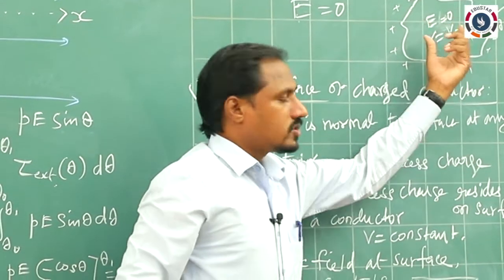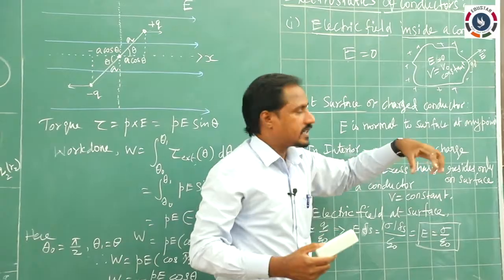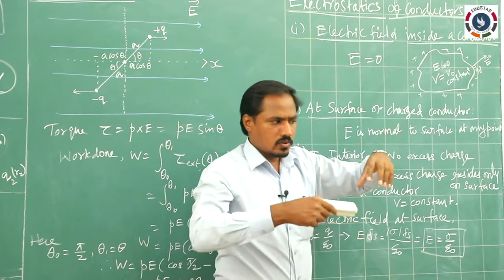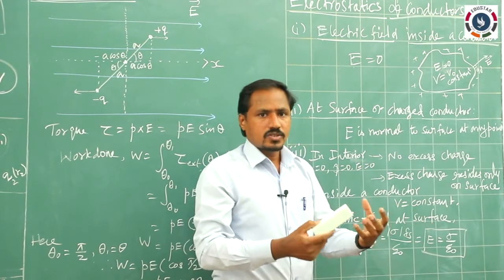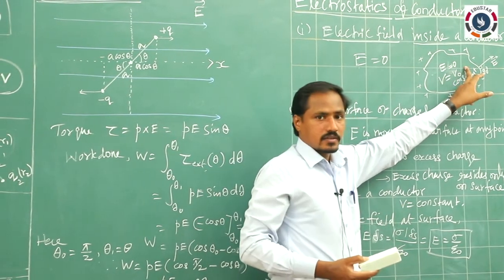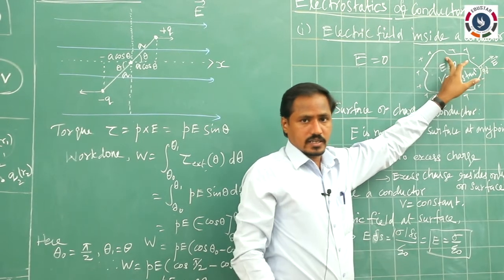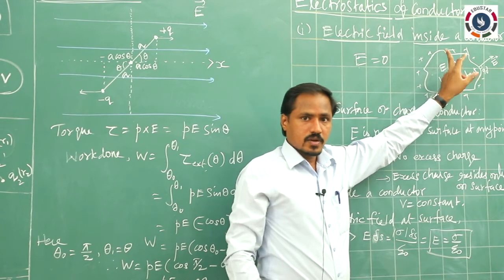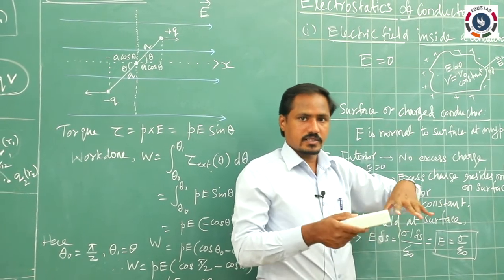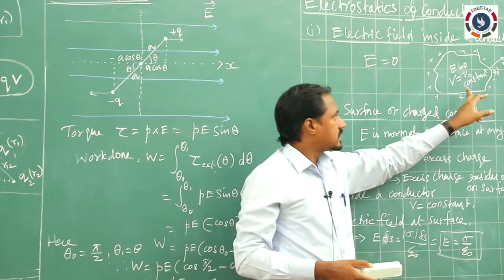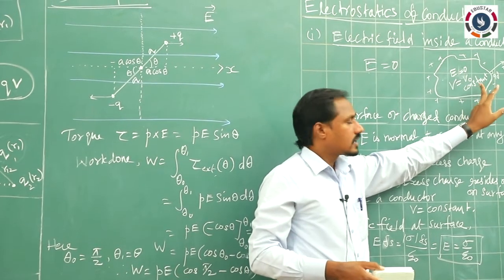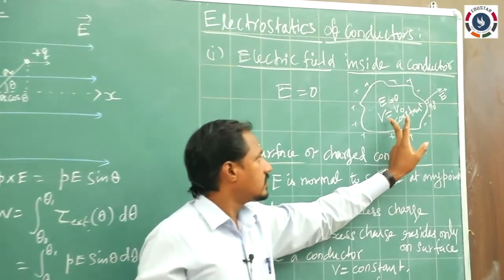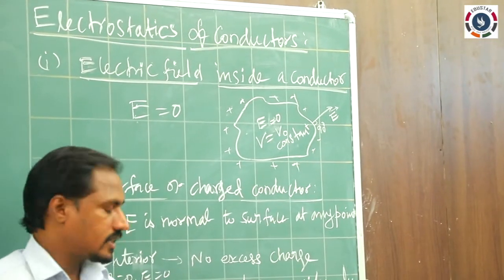If E equal to 0, there is no potential difference between points inside the conductor. So there is no work done in bringing a charge from one point to another point, even though there is no charge inside the conductor. There is no need for work done, and no potential difference or potential energy difference, which means the potential inside the conductor is constant. E equal to 0, Q equal to 0 and V equal to constant.